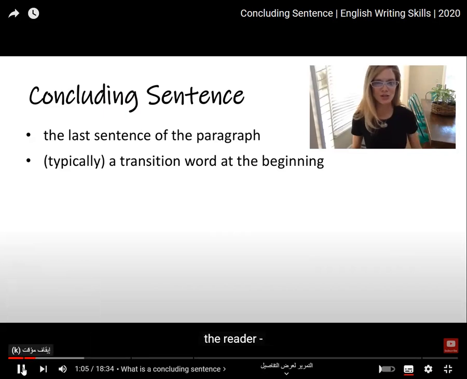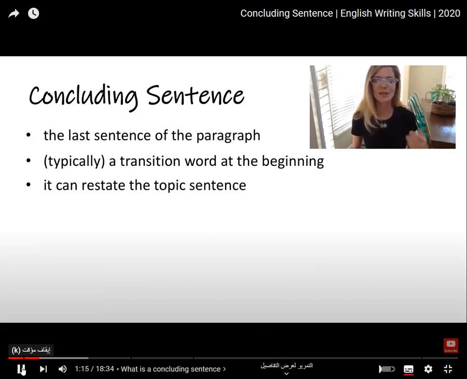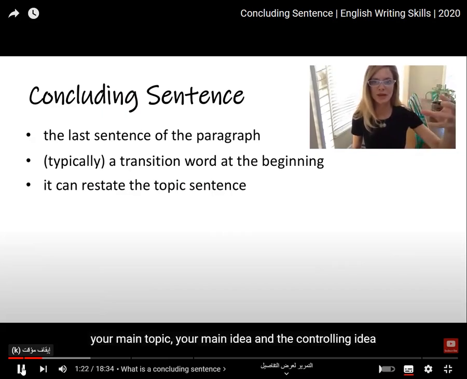with a transition word that signals to the reader, hey, this is the end of my thought, or this is the end of my paragraph. It also can restate the topic sentence. Remember, your topic sentence talks about your main topic, your main.